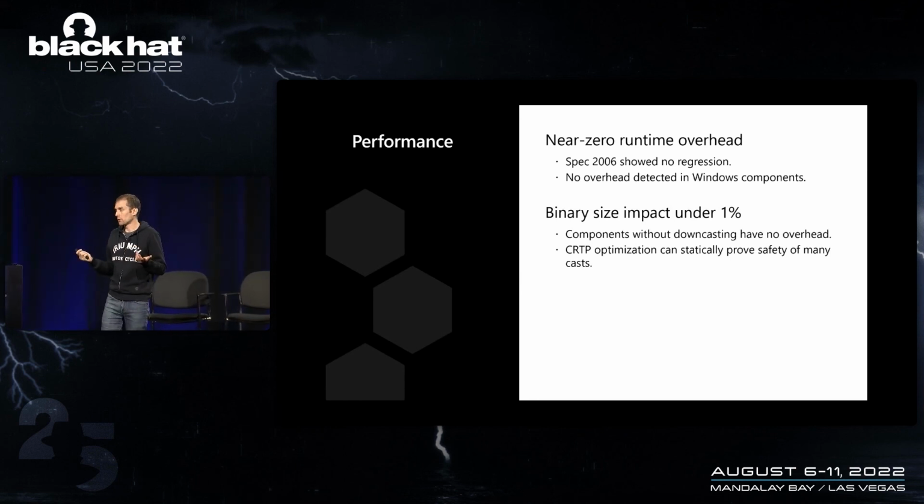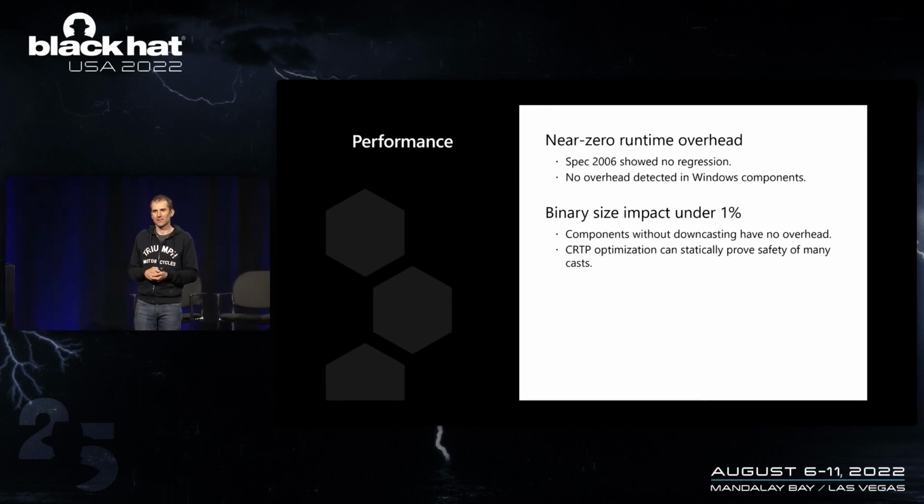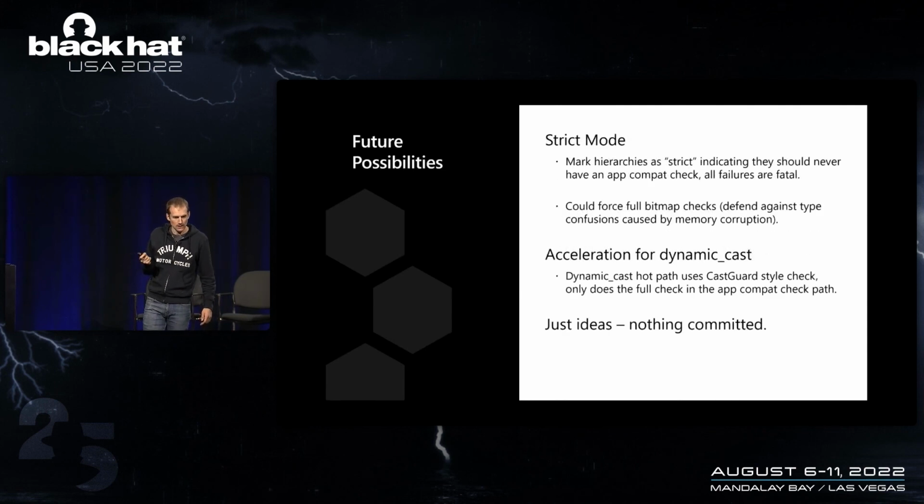So at the end of the day, performance with CastGuard is great. The spec benchmarks show no regression. It's a super, super minimal amount of instructions that we're adding to binaries. It optimizes well. It speculates well. So we're really not concerned about the performance. Binary size impact is tiny. It's under 1% typically. If your component doesn't do casting, static downcasting, then you won't have any binary size regression. So very easy for us to roll out.